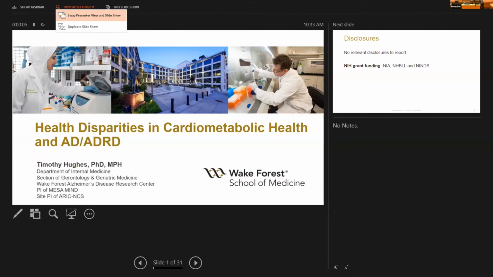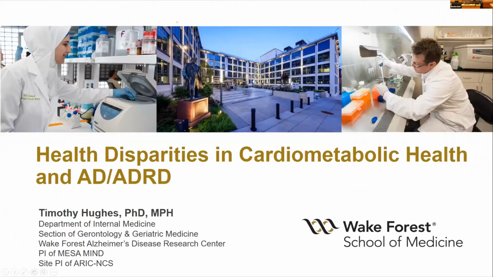Our next speaker is from Wake Forest School of Medicine. Dr. Tim Hughes is a research scientist who focuses on vascular and metabolic contributions to brain abnormalities commonly seen in aging and Alzheimer's disease-related dementia. He has several leadership roles in several large NIH-funded studies.